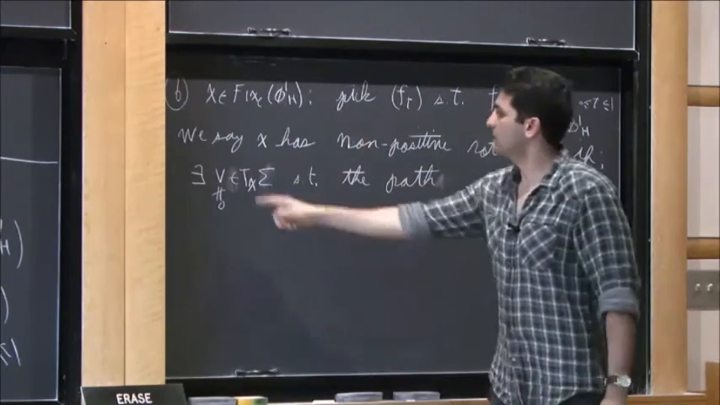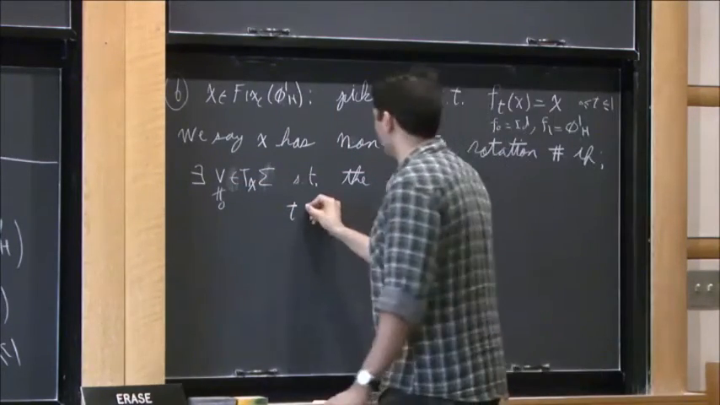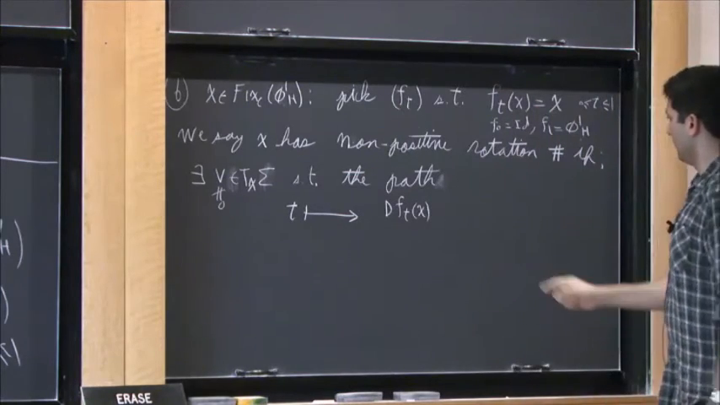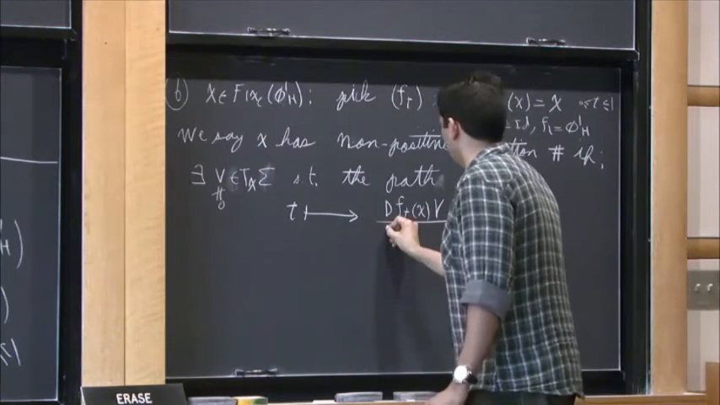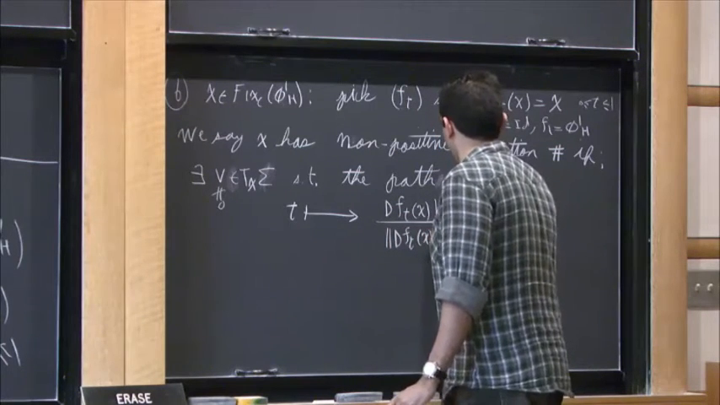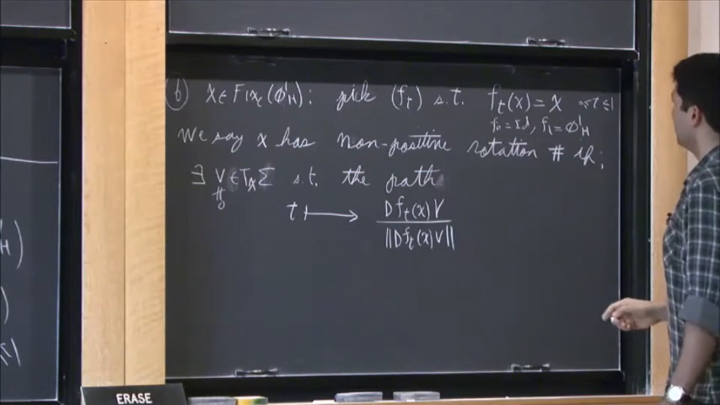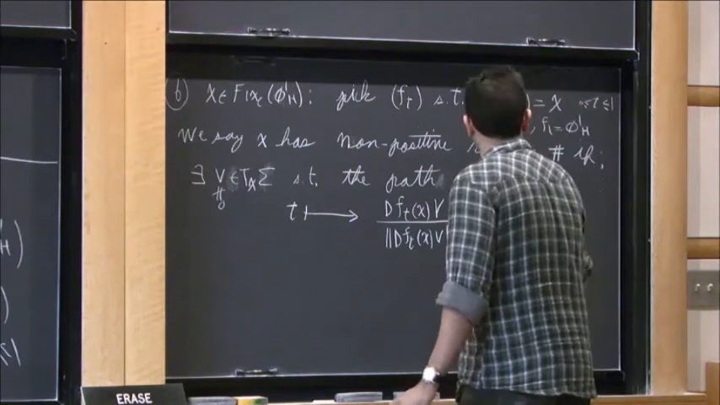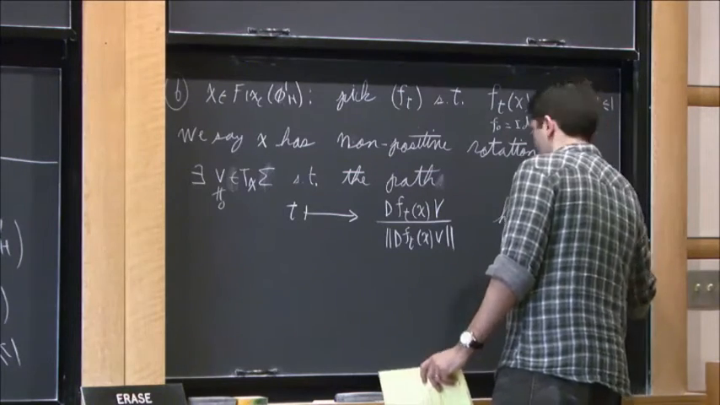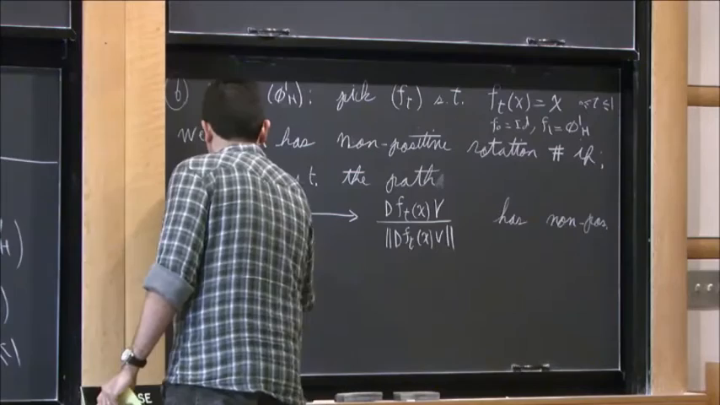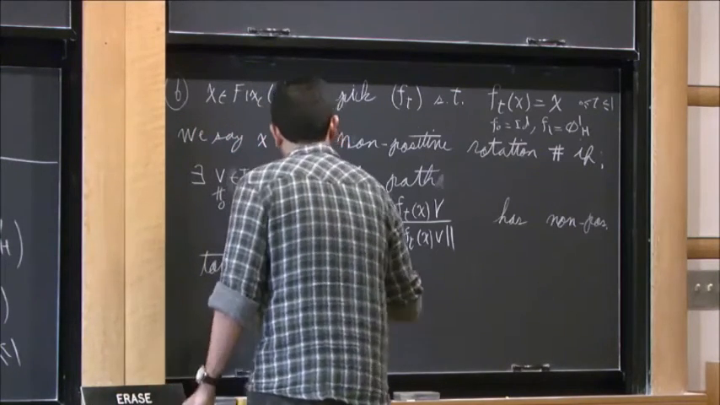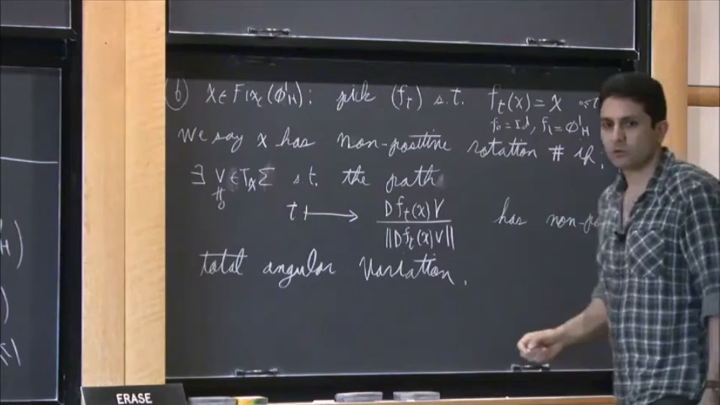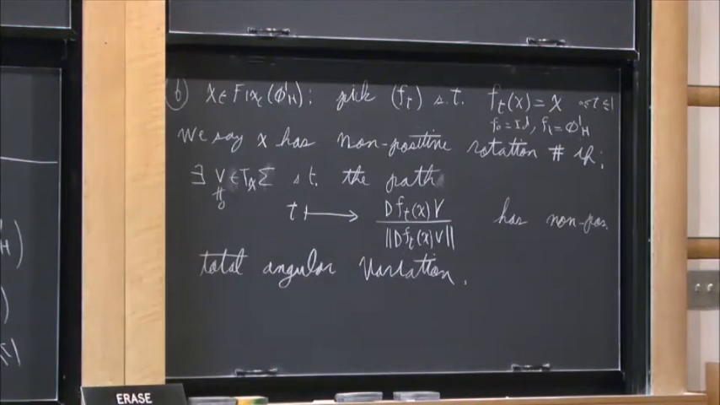So here's a path. Given a non-zero tangent vector, I could produce out of it a path in the circle. I look at the differential of F_t at the point x, I apply it to the vector v, and then I divide it by its norm. So this is a path in the circle, and I say the fixed point has non-positive rotation number if this path has non-positive total angular variation. All this means is that the fixed point has non-positive rotation.